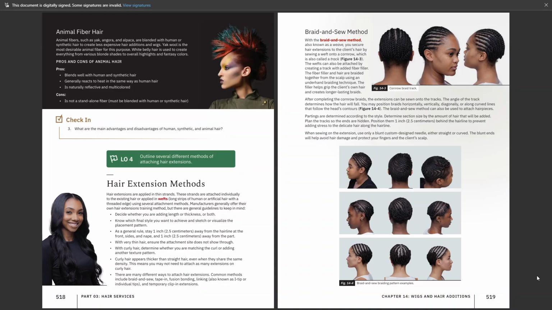Pros and cons of animal hair. Pros: blends well with human and synthetic hair. Generally reacts to heat in the same way as human hair. Is naturally reflective and multicolored. Cons: is not a stand-alone fiber. Must be blended with human or synthetic hair.